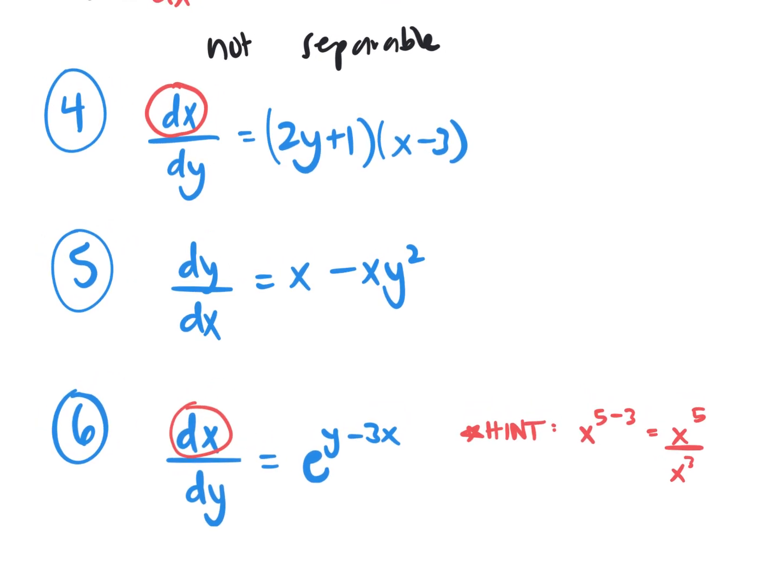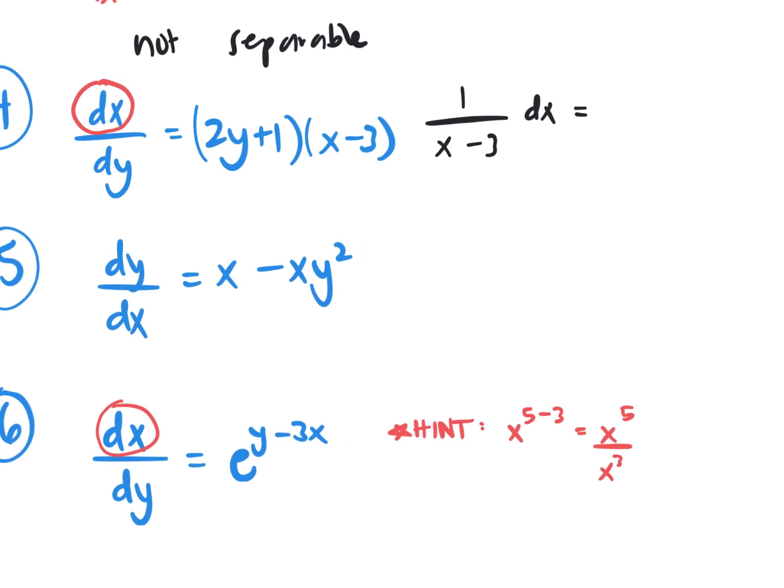Okay, for number 4, we should have gotten 1 over x minus 3 times dx. Is it okay if we just do dx over this thing? Yep, that's fine. And then that equals 2y plus 1 times dy.